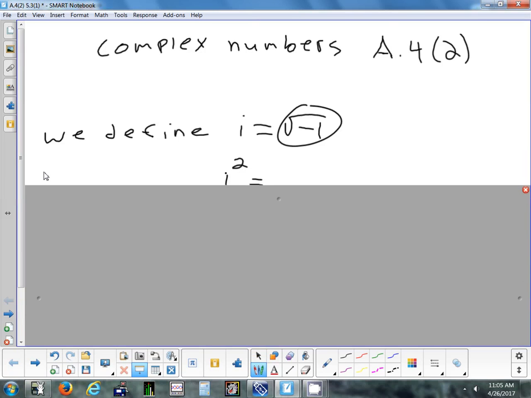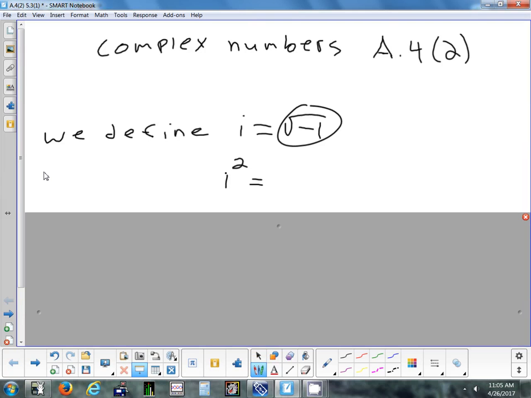So the next thing we talked about was i squared. Okay, i squared comes up all the time when you multiply and divide. Does anybody remember from yesterday what i squared is? What'd you say, Jack? 1? -1. Yeah, i squared is -1.